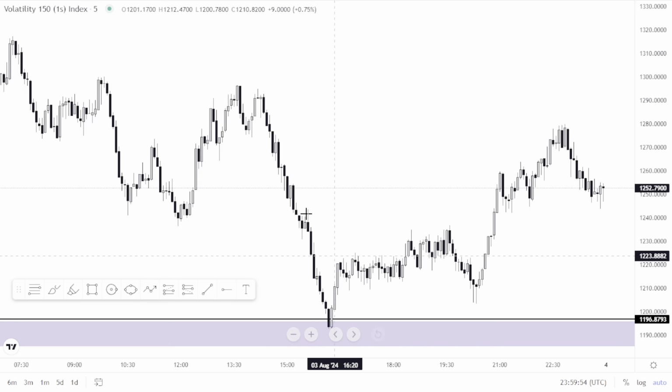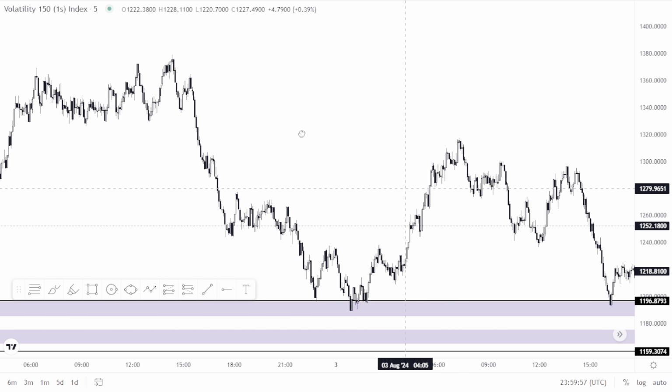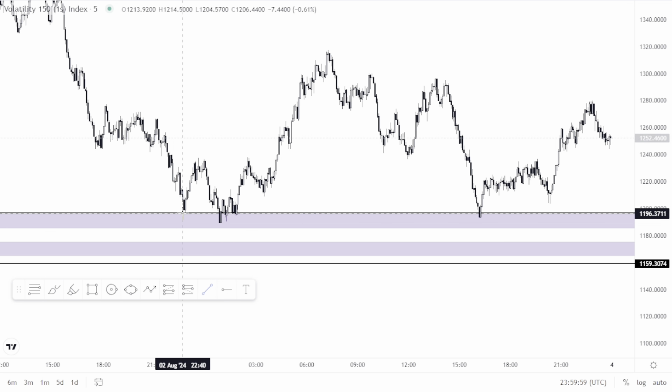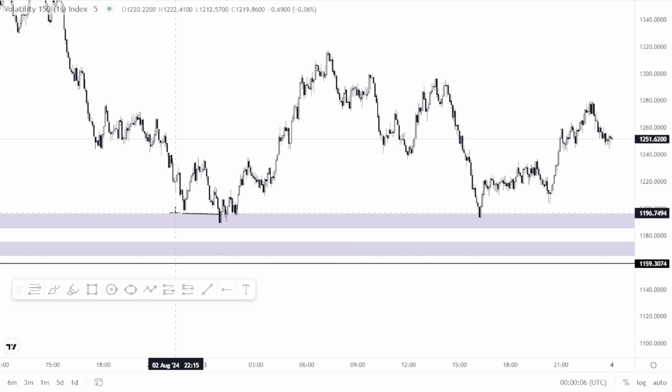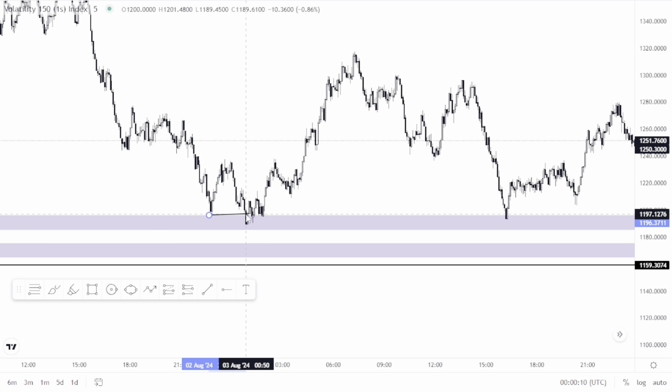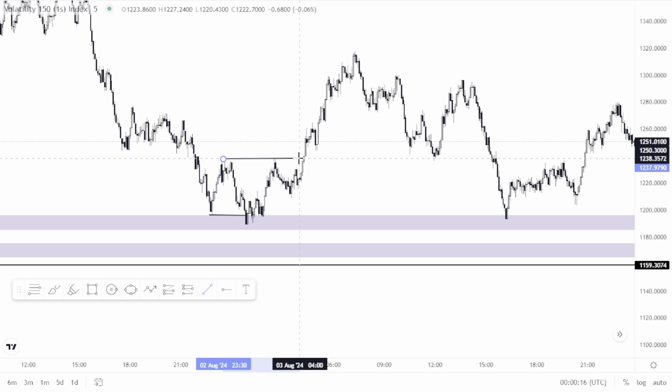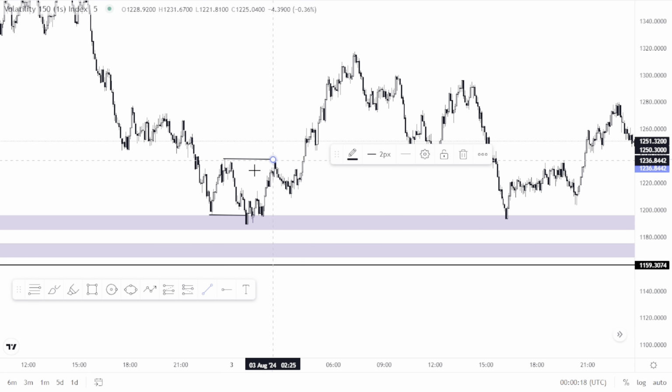Now on the 5 minutes, do we have a sweep of liquidity? Yes. So the market creates, let me just go ahead and delete this stuff. Now I'll just leave the other one. Do we have a sweep of liquidity? Yes. Do we have a break of structure? Yes, there was a structural break there.